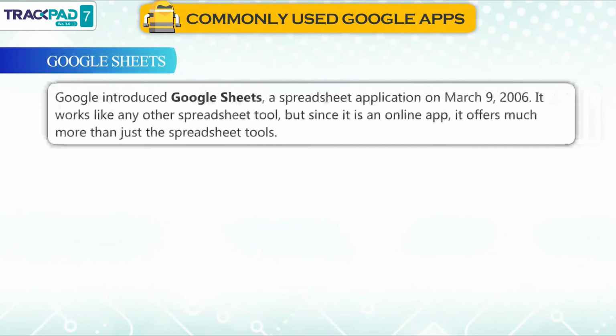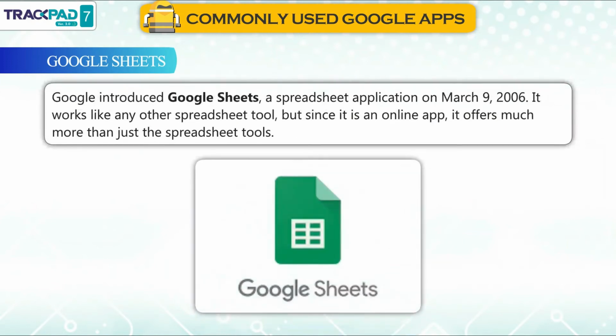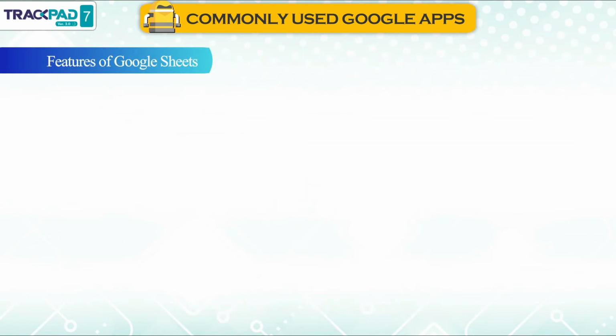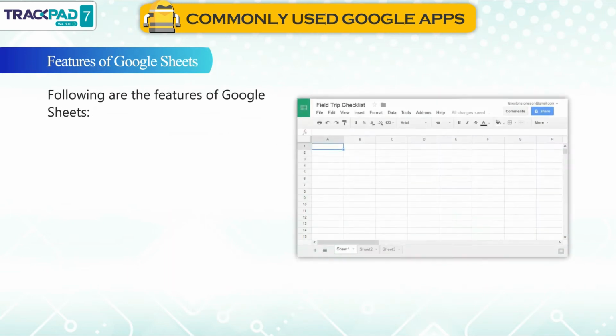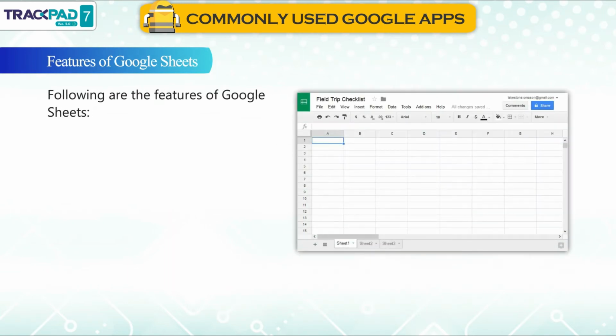Google Sheets. Google introduced Google Sheets, a spreadsheet application, on March 9, 2006. It works like any other spreadsheet tool, but since it is an online app, it offers much more than just the spreadsheet tools. Features of Google Sheets. Following are the features of Google Sheets.